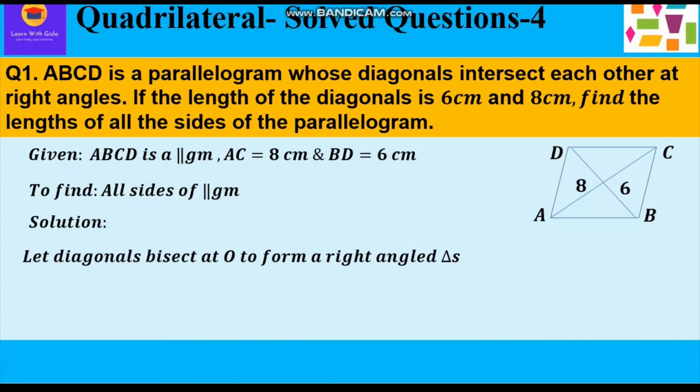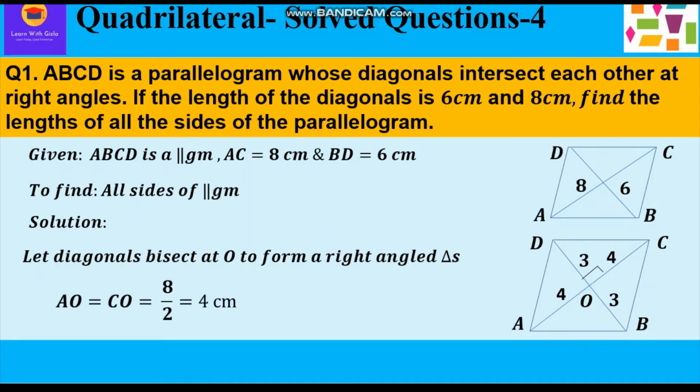Let the diagonals bisect each other at O to form the four right angle triangles. Now further, AO is equal to CO, which is half of AC, that is we can say 8 by 2 is equal to 4 centimeter, and BO is equal to DO, that is half of BD, that is 6 by 2 is equal to 3 centimeter. As the diagonals are bisecting each other, we can say that AO is equal to CO, which is half of AC, and BO is equal to DO, that is half of BD. So that is how we have calculated AO and CO and BO and DO.